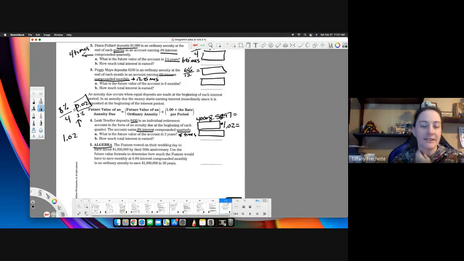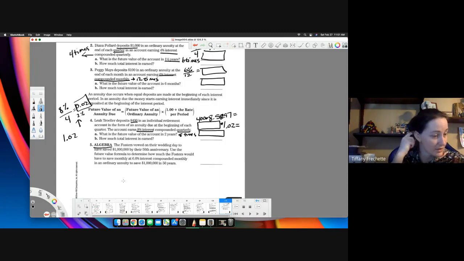All right. Number 5 is the algebra one. This one is a little bit more involved. That's kind of my way of saying it's definitely got a few more steps here. So the Fosters vowed on their wedding day to have saved $1 million by their 50th anniversary. The future value formula to determine how much the Fosters would have to save monthly at 6.6% interest compounded monthly in an ordinary annuity to save $1 million in 50 years.